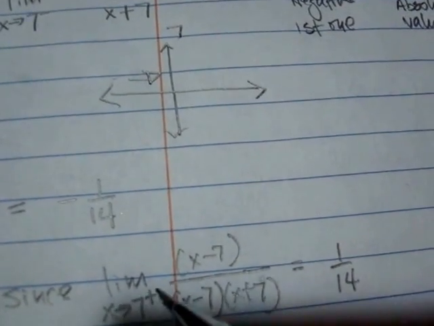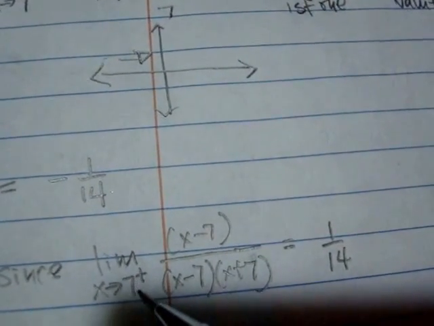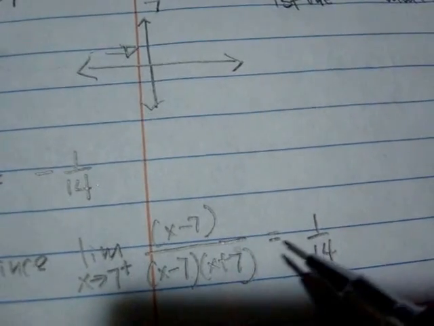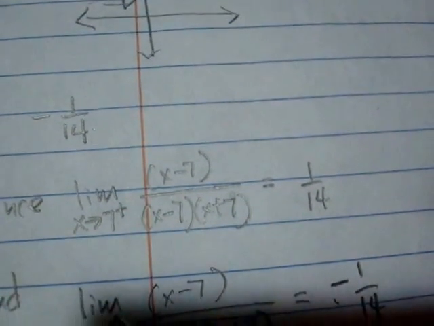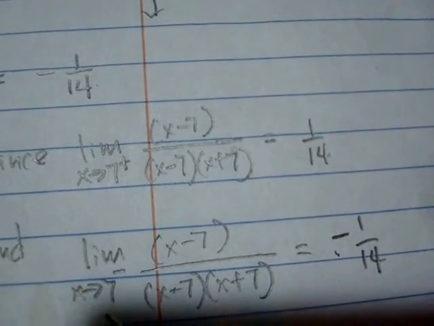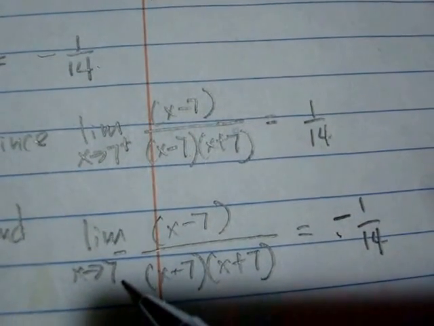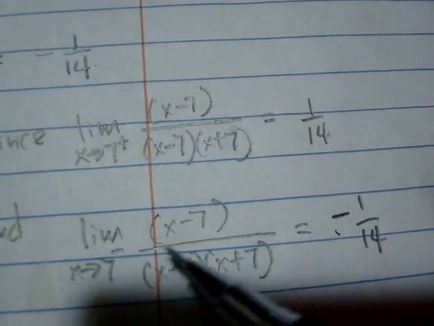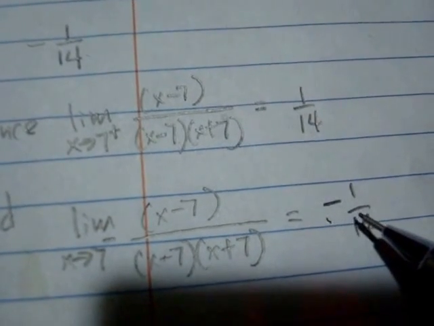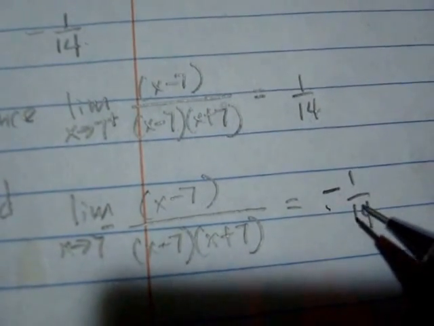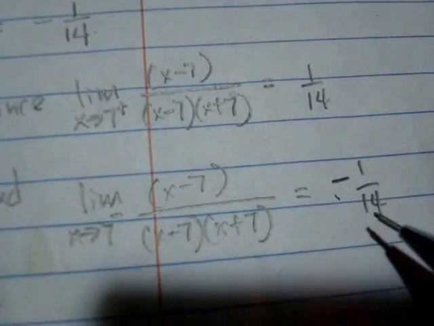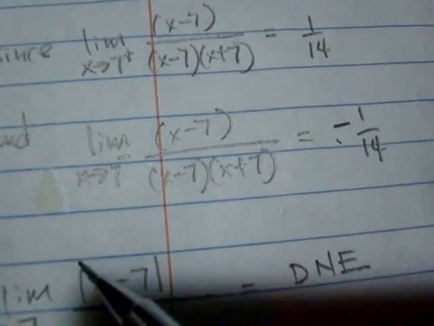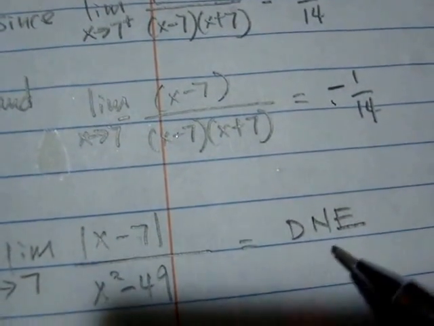So since you take the limit for the positive 7 and the answer is 1 divided by 14, and as you take the limit as x approaches 7 negatively, the answer is negative 1 divided by 14, the given expression does not exist.